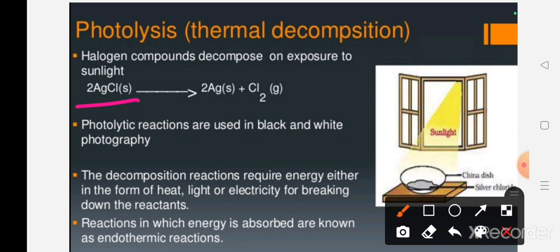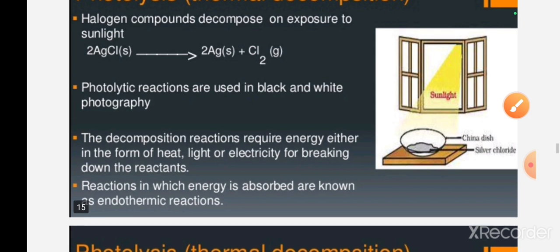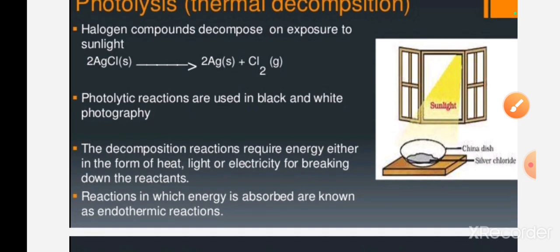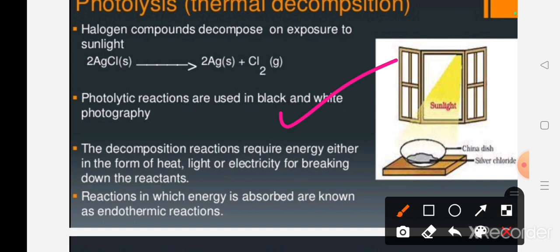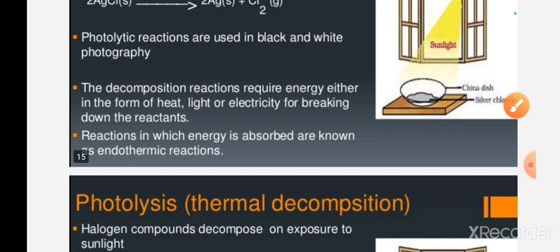For example, silver chloride, in the presence of sunlight, which carries h nu of energy, gives silver and chlorine in the form of gas. Photolytic reactions are used in black and white photography.